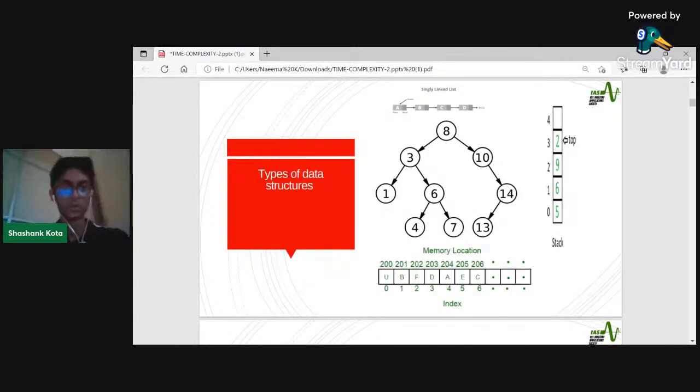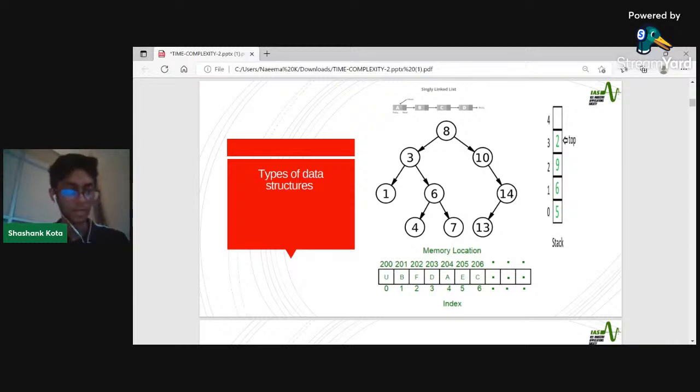Yeah, so now let's get into the types of data structures. There are basically and mainly two types of data structures, that is linear and nonlinear. Here are some of the examples. So in the slide, you can see singly linked list, memory location index, that is for arrays, stacks, and queues, etc. And this is a binary tree.